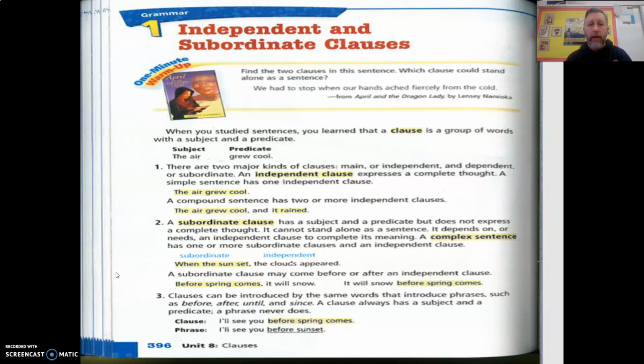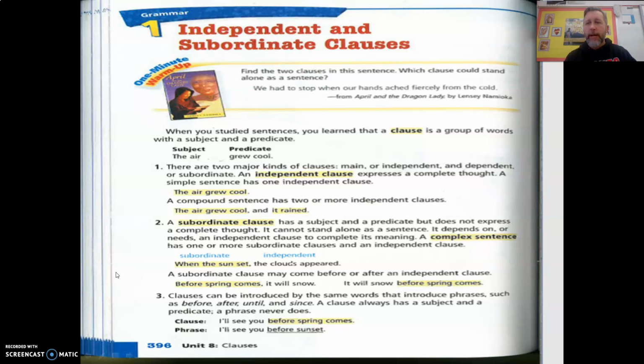So in the beginning of the year, we learned that a clause was a group of words with a subject and a predicate. That was a clause. We also talked about independent clauses and subordinate clauses when we learned about complex sentences. Remember that a complex sentence is a combination of an independent clause and a subordinate clause, and complex sentences have been encouraged by me for you to do when you are writing, just to kind of experiment. It doesn't have to be, every sentence doesn't have to be a complex sentence, but I encourage you to play around with that this year. Let's take a look at the 1-minute warm-up on top of page 396.